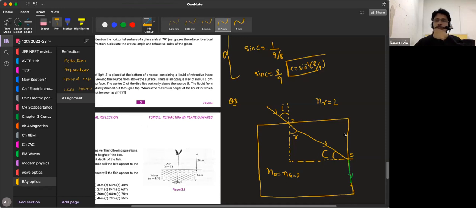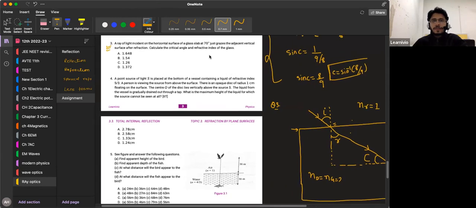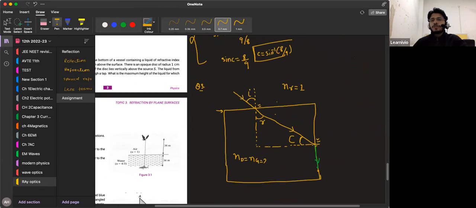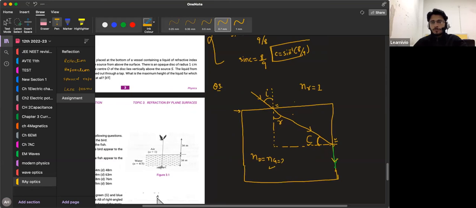Yes. See, this is a glass slab. The ray is incident over this horizontal surface. This is the angle of incidence. The ray is traveling from air to glass, so it will bend towards the normal. Then the ray comes here. Then he's saying at the adjacent face, the ray is grazing. The ray is grazing means the angle of incidence here is equal to the critical angle. Then only the ray will graze. You're supposed to calculate this C and the refractive index of the glass. Clear now?